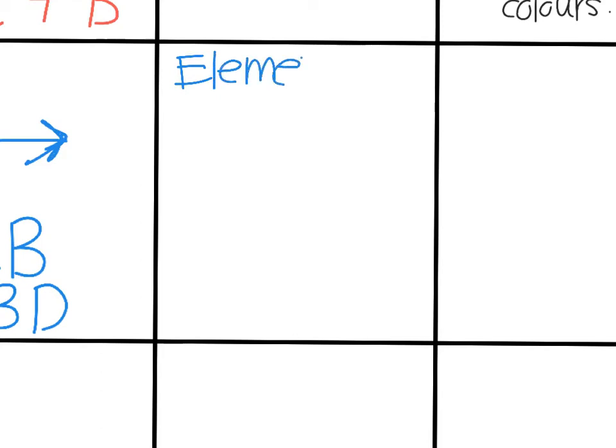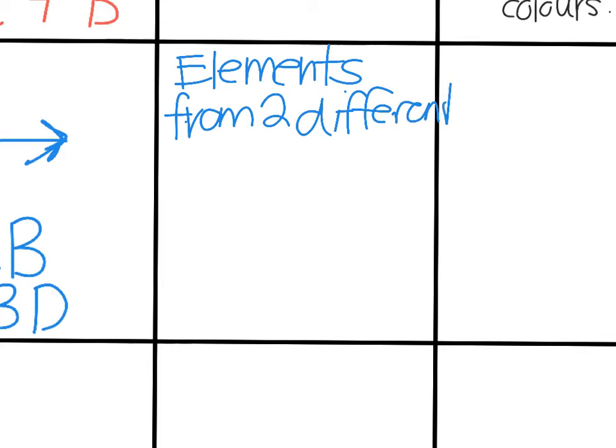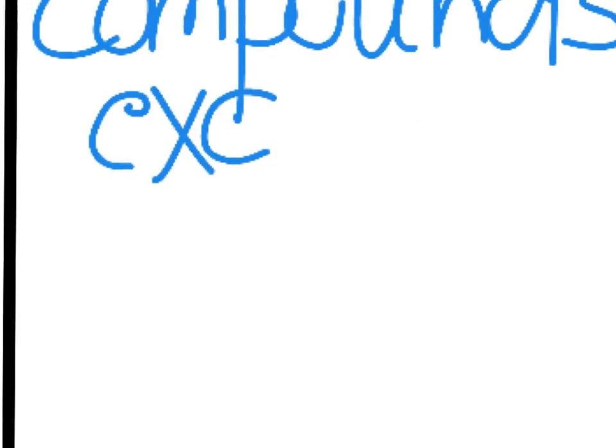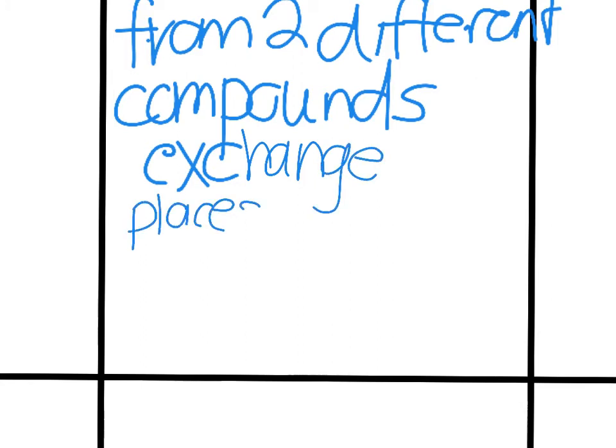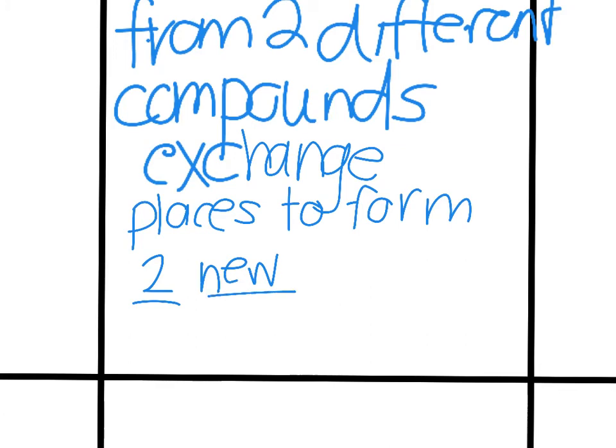So, what are our key points? Elements from two different compounds exchange places to form two new compounds.